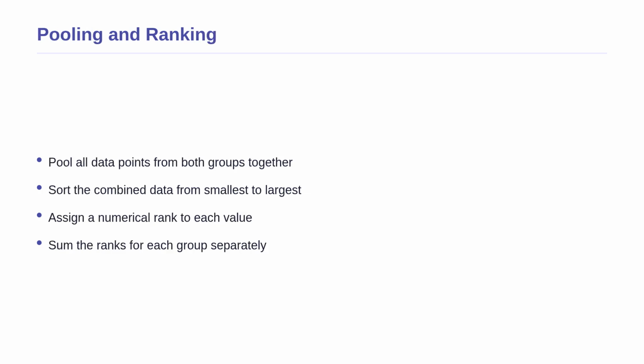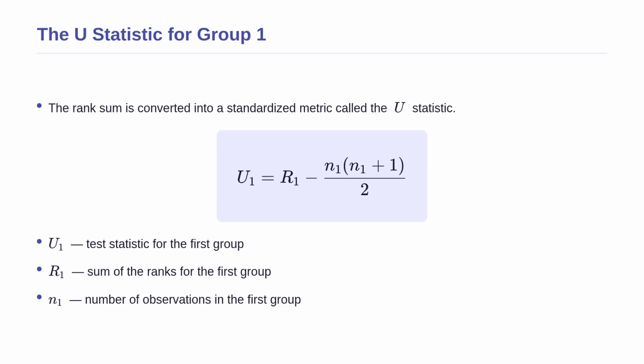Now that we understand why this test is useful, let us look at how it works. The process begins by pooling all the data points from both groups together. We then sort this combined dataset from the smallest value to the largest and assign a numerical rank to each value, like first, second, and third. After ranking, we separate the groups again and sum up the ranks for each group separately. If one group has a significantly higher sum of ranks, it strongly suggests its underlying population tends to produce larger values. This brings us to the mathematical core of the test.